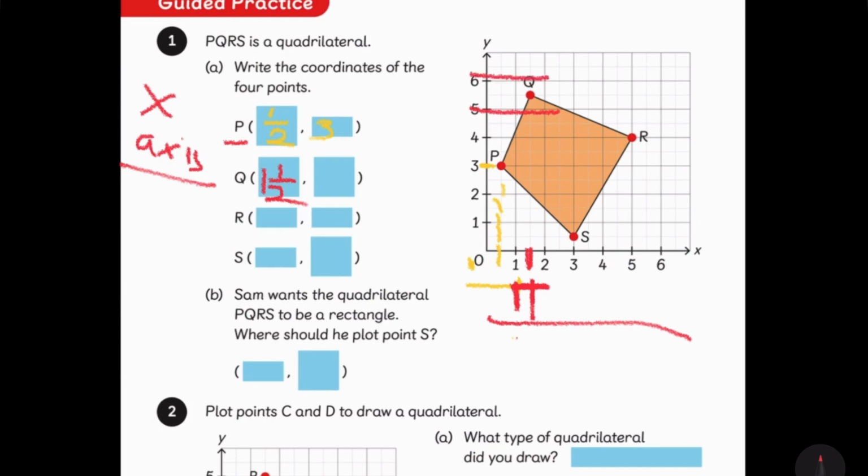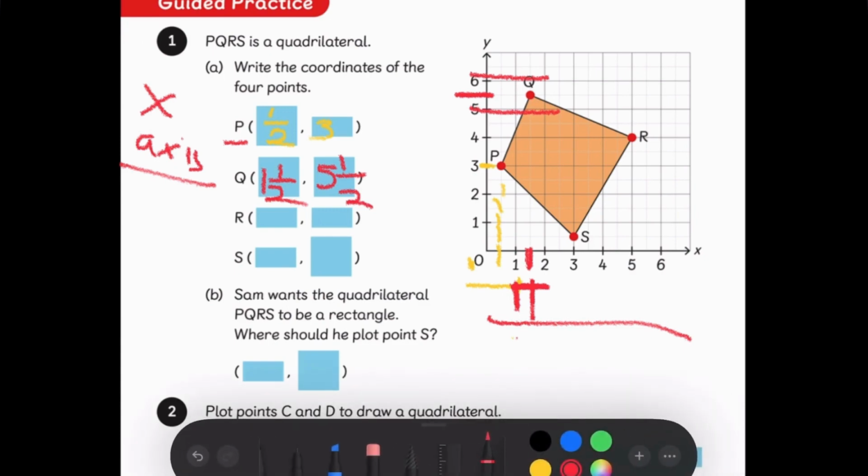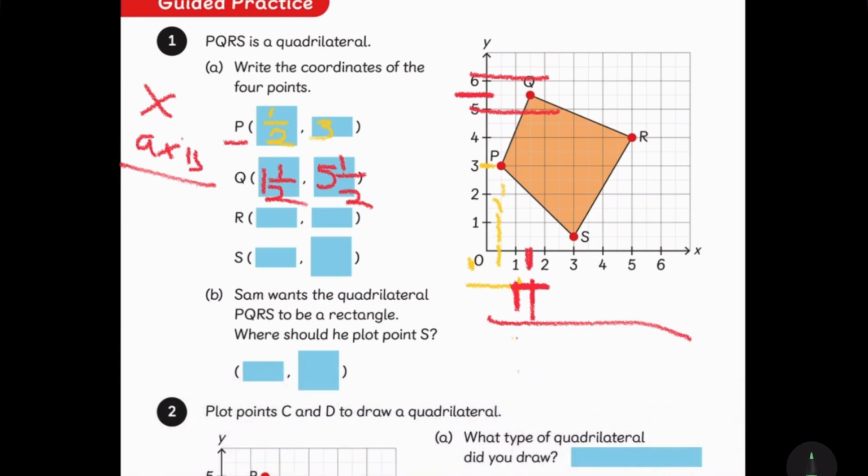Let's go for the next one. That is my R. For R, if you see, my x-coordinate is exactly at 5. So I will write down my x-coordinate, and then we will see our y-coordinate. Where is it meeting? On 4, right? That's the reason my y-coordinate will be 4.